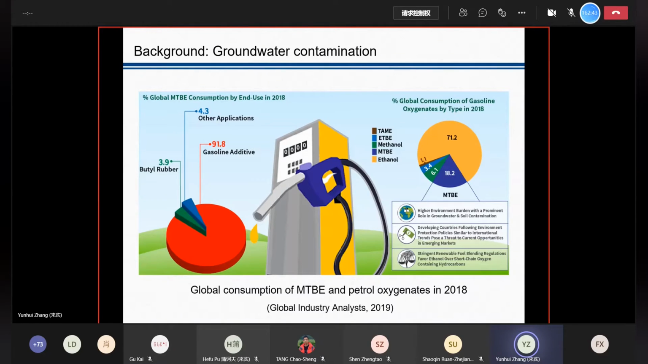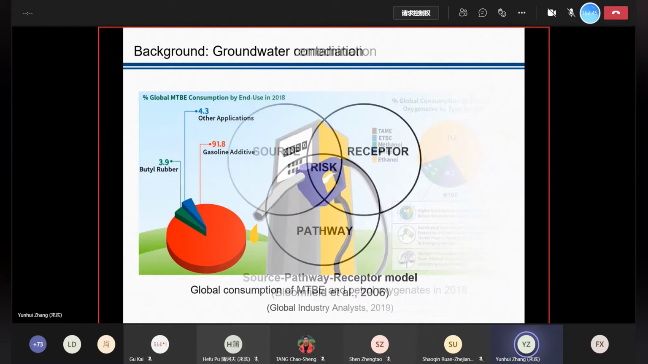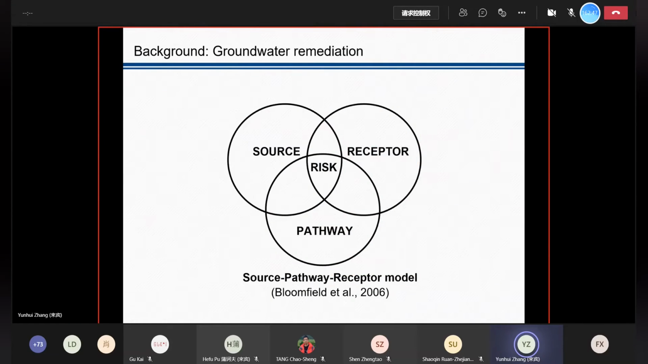So how to reduce or even remove the environmental and health risks of groundwater contamination? This is closely related to the source, the pathway, and the receptor. If any one of these three disappears, the risk disappears. So you can control the source itself, or cut the pathway, or protect the receptors. Here I'm talking about cutting the pathway with an in situ groundwater remediation technique.